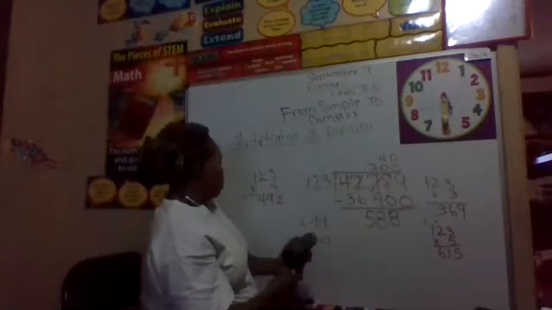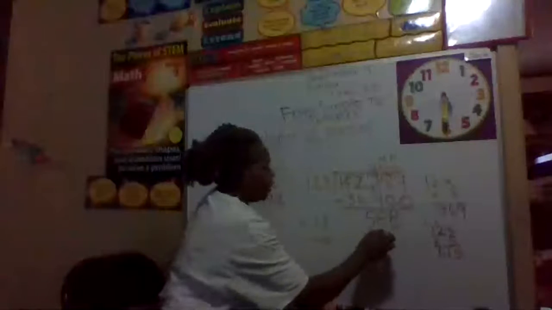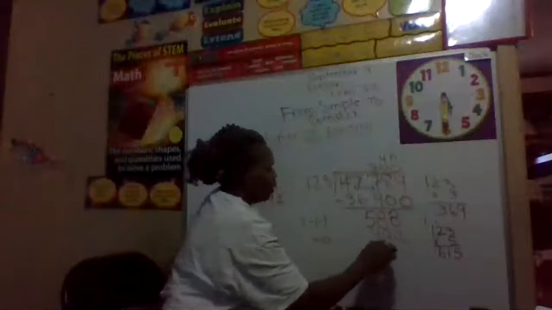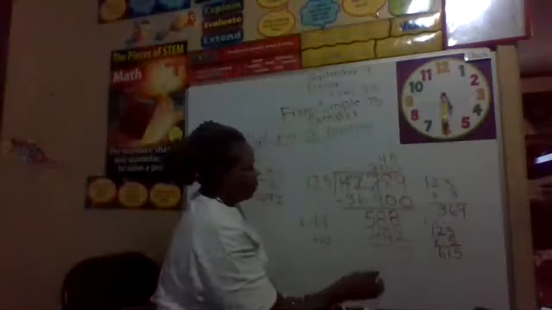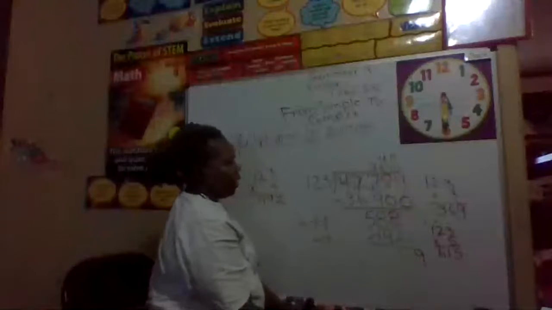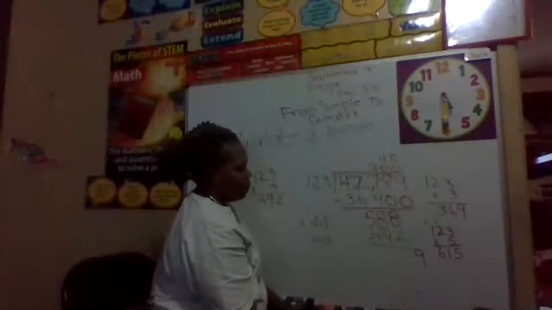All right. So what's that answer? 492. 492. What are we doing next? Subtract. Bring down the 9. Bring down the 9. Very good. Bring it down to 9. What's next?